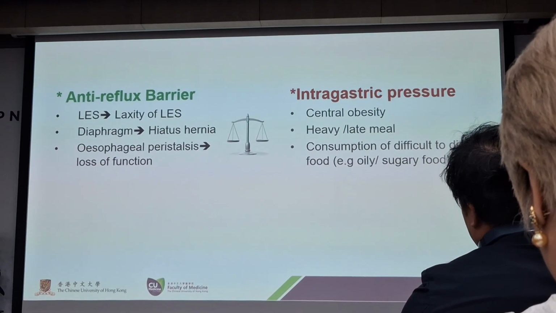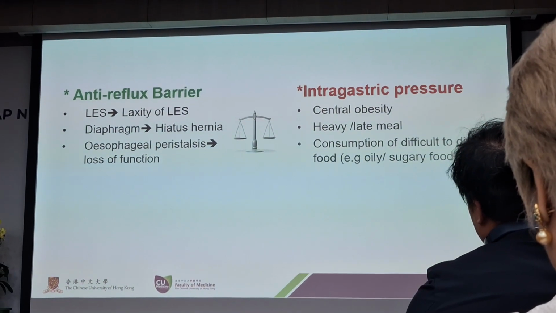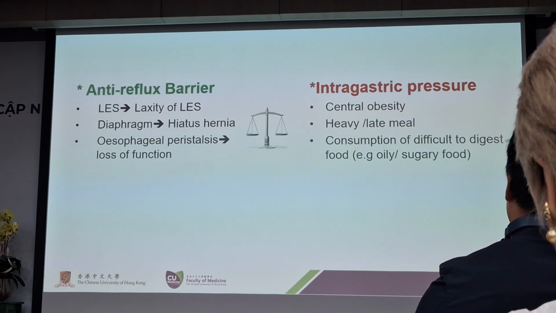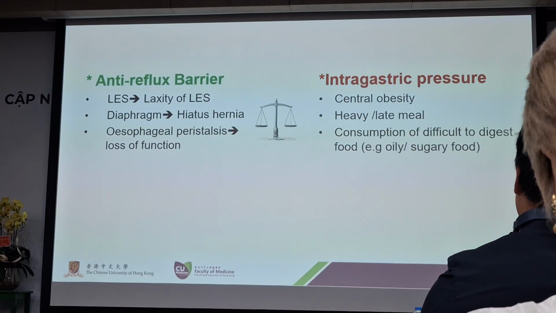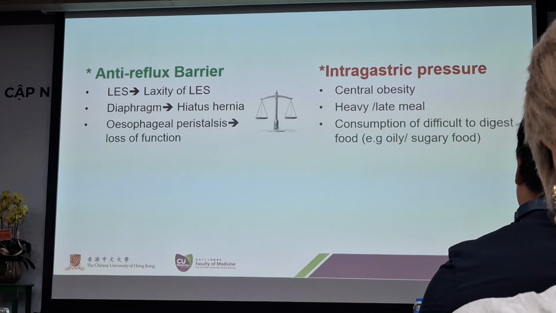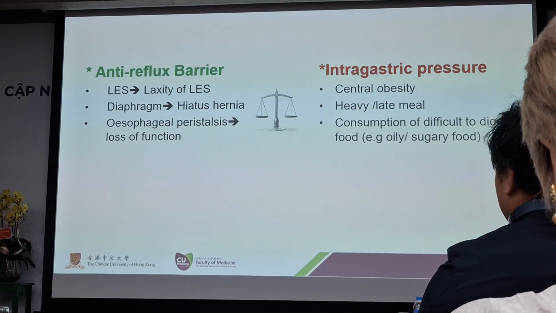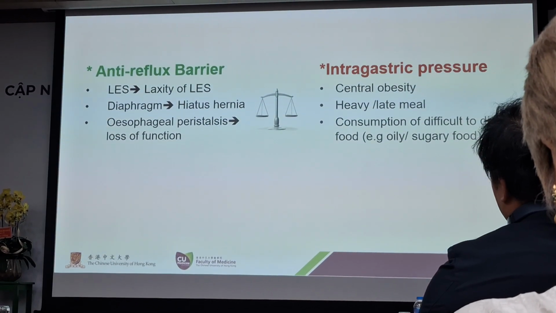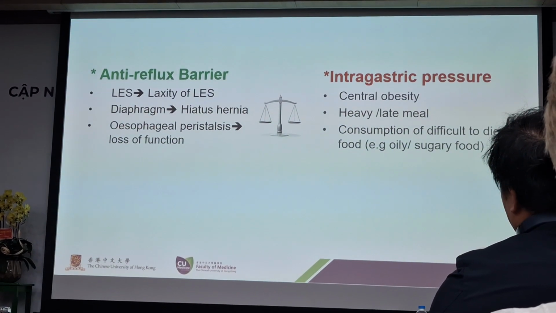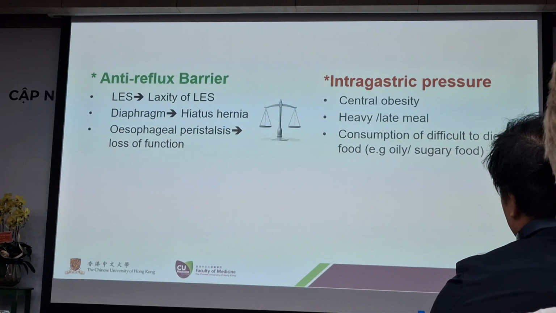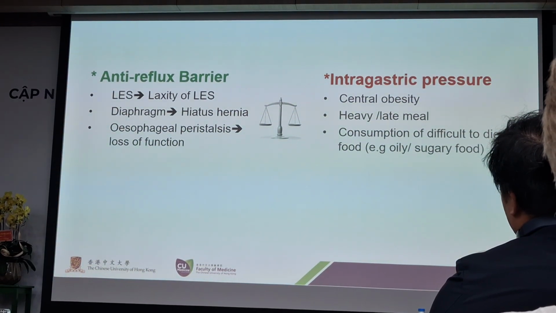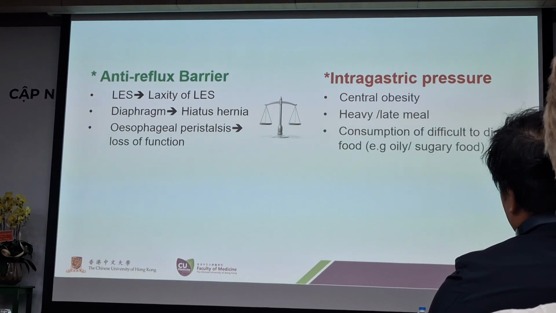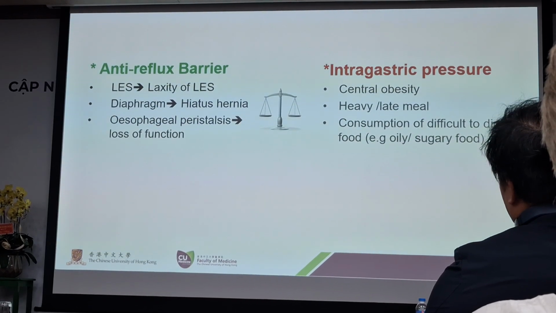On the other hand, some factors that lead to increased intragastric pressure would also be very conducive to reflux of gastric content. For example, central obesity would obviously lead to increased intra-abdominal pressure, which translates into increased intragastric pressure. Also, patients taking very heavy or late meals. A heavy meal means the content in the stomach would be a lot more, and a late meal means the patient lies down before the gastric content is completely cleared, without the aid of gravity, so the intragastric pressure would increase as well.